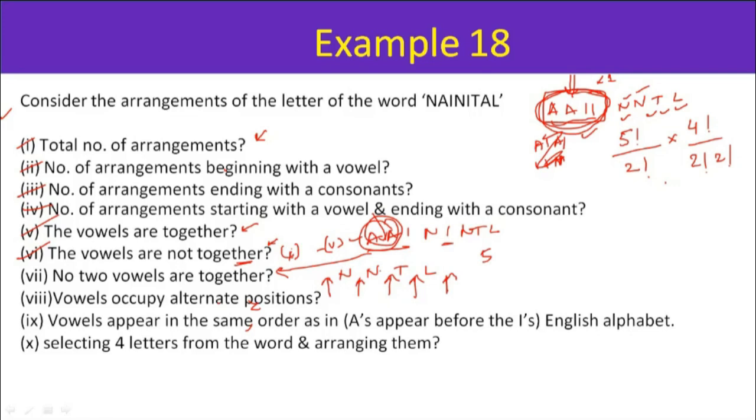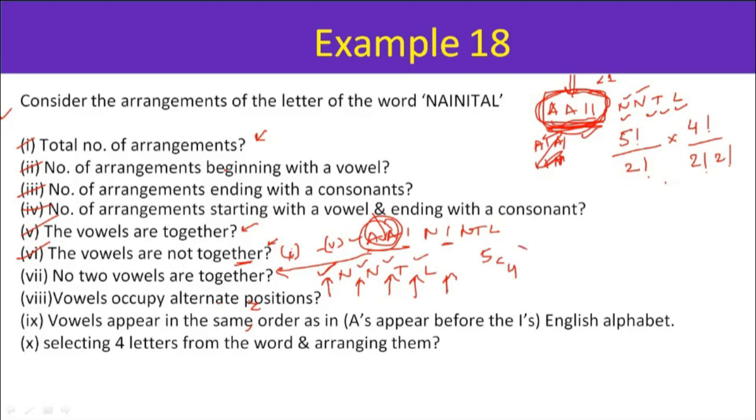So the method was to forget the vowels. The opposite of vowels is consonant. You place the consonants first. You identify the gaps around the consonants, how many places do I have, including the first. It could be before N, after N, after L, before L. In total, I have 5 places where I can put vowels. I will select any 4 places, because I have only 4 vowels. Now I have chosen 4 places, so I've decided, okay, vowels will be here, here, here, and here. These are the 4 places for vowels.